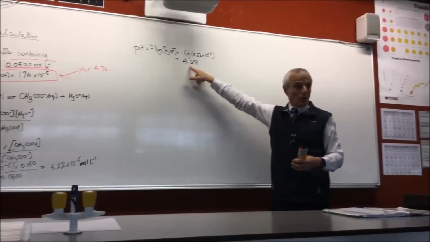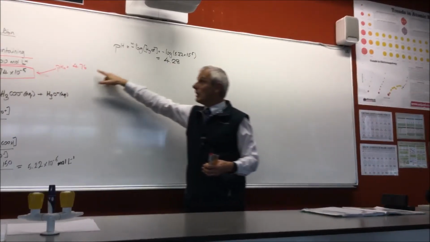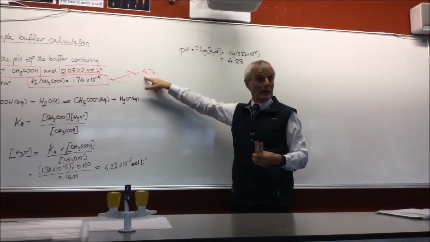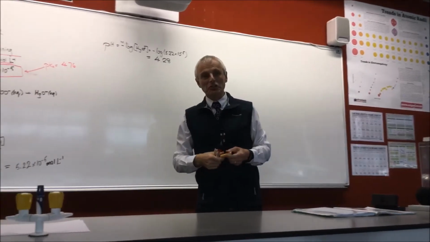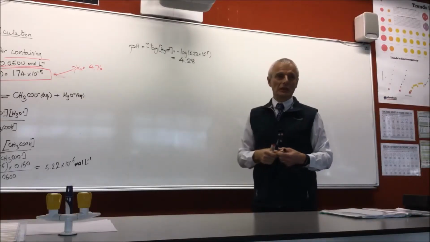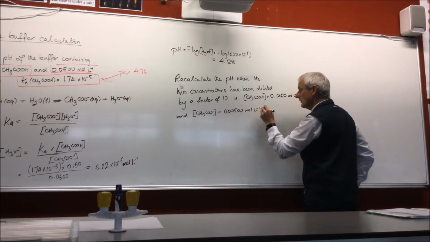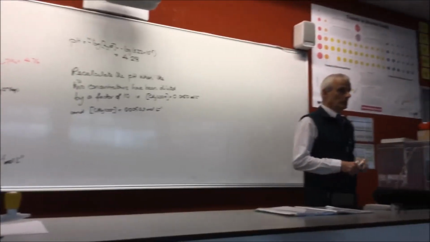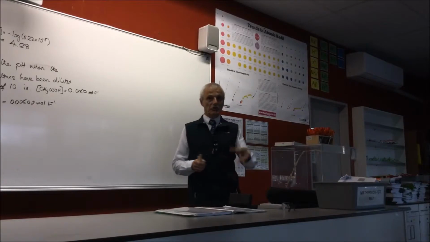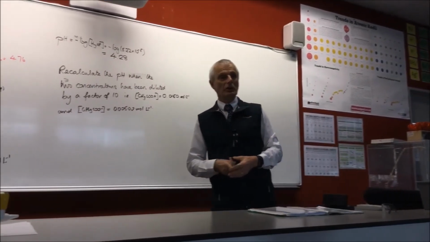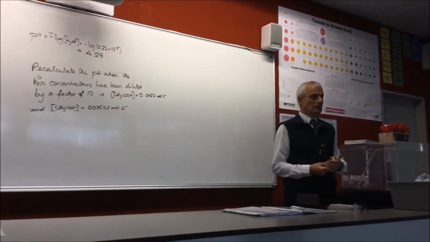So that's just a very quick way of checking it, because you're more than likely going to be given a pKa rather than a Ka. Now, what I want you to do is I want you to do the calculation, and I want you to calculate the pH of that buffer. Okay? So what we've done is taken the original one and we've diluted it down by a factor of 10.